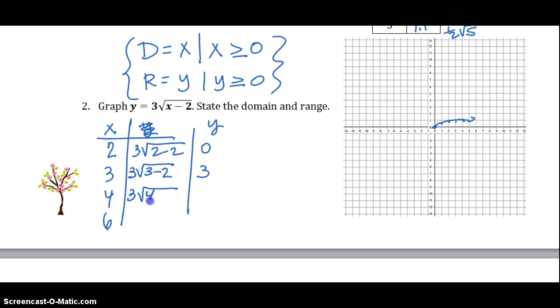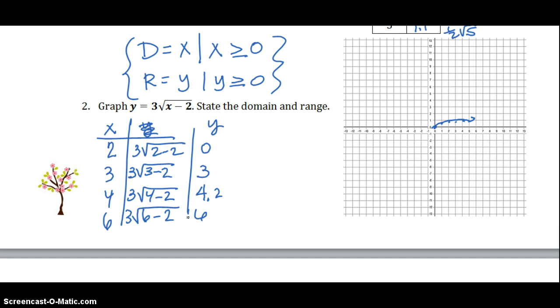4 minus 2 is 2, and 3 times the square root of 2 gives me a decimal of about 4.2, because the square root of 2 times 3 is about 4.2. And then for 6, I skipped 5 so that I'd have an even number. The square root of 4 is 2, and 2 times 3 gives us 6.